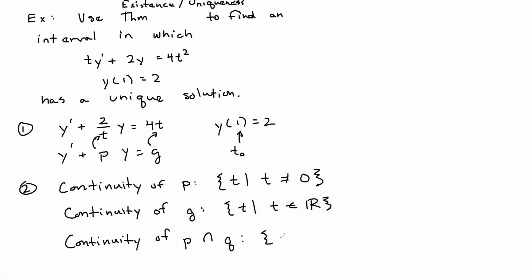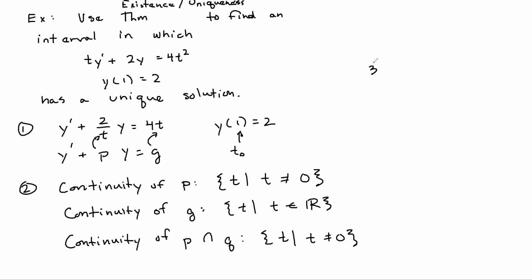Now, in this case, there's only one discontinuity, that's at 0, and so the intersection of the two, the combination of the two, is just going to be that one. But it could be more complicated than that. For example, if P is continuous where T is not 0, and G is continuous where T is not 1, then the intersection of the two is that T would be continuous where T is not 0 and T is not 1. Okay, that's how you could go through and combine them.